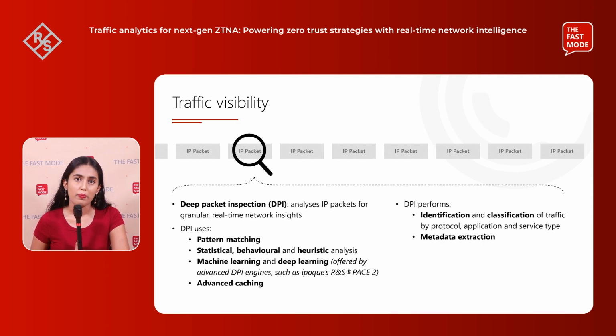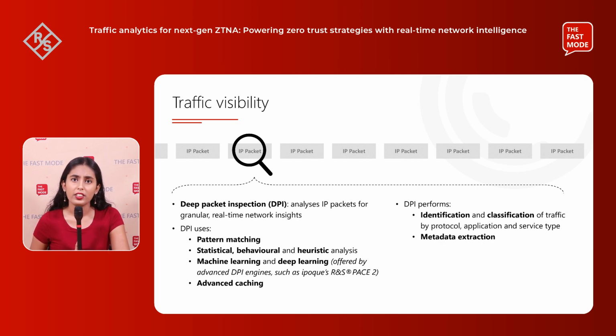DPI analyzes IP packets using a variety of techniques, including pattern matching and statistical, behavioral, and heuristic analysis. It then classifies these packets and extracts valuable metadata, including performance metrics such as speed and jitter, and other communication details. DPI classifies traffic by protocol, application, and service type. For example, it can identify that a packet is using the HTTP protocol, is from the application Facebook, and is specifically from a Facebook chat message.